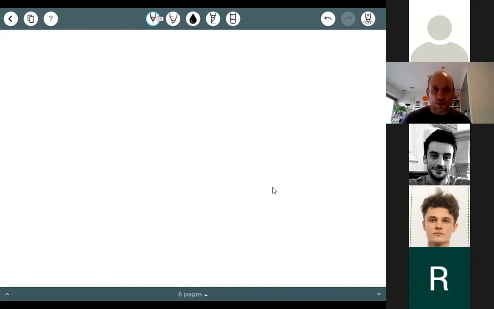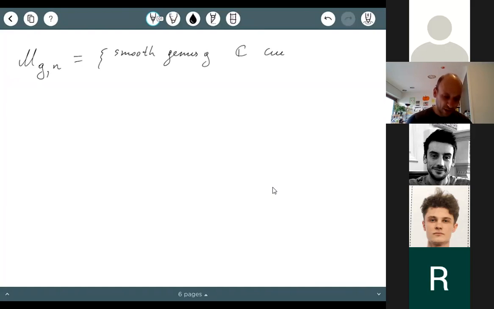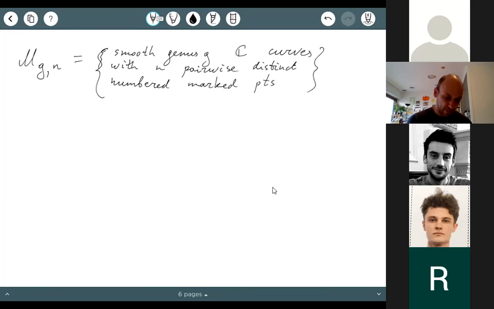Okay, so we will need to compute intersection numbers on the moduli space of stable curves. So let me start with the notation M_{g,n}. This is the space of smooth genus g complex curves with n pairwise distinct numbered marked points, up to isomorphism.